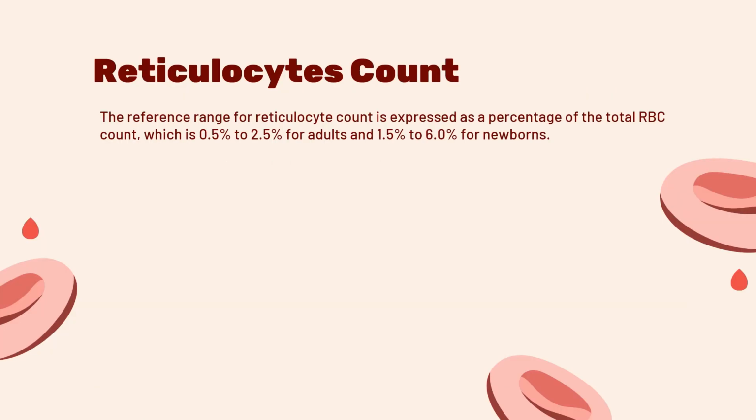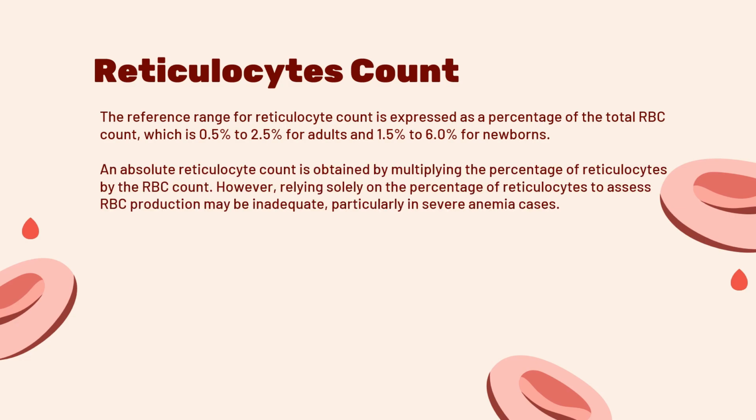The reference range for reticulocytes count is expressed as a percentage of the total RBC count, which is 0.5% to 2.5% for adults and 1.5% to 6.0% for newborns. An absolute reticulocytes count is obtained by multiplying the percentage of reticulocytes by the RBC count. However, relying solely on the percentage of reticulocytes to assess RBC production may be inadequate, particularly in severe anemia cases.